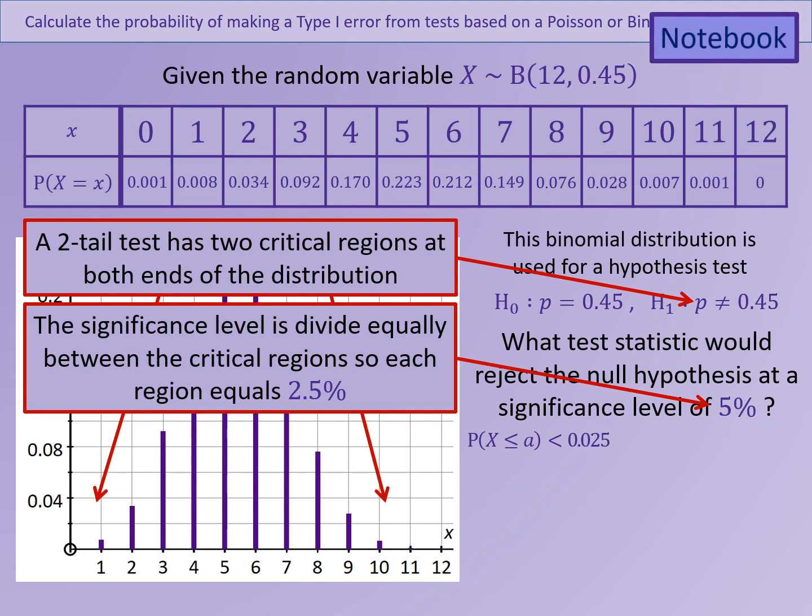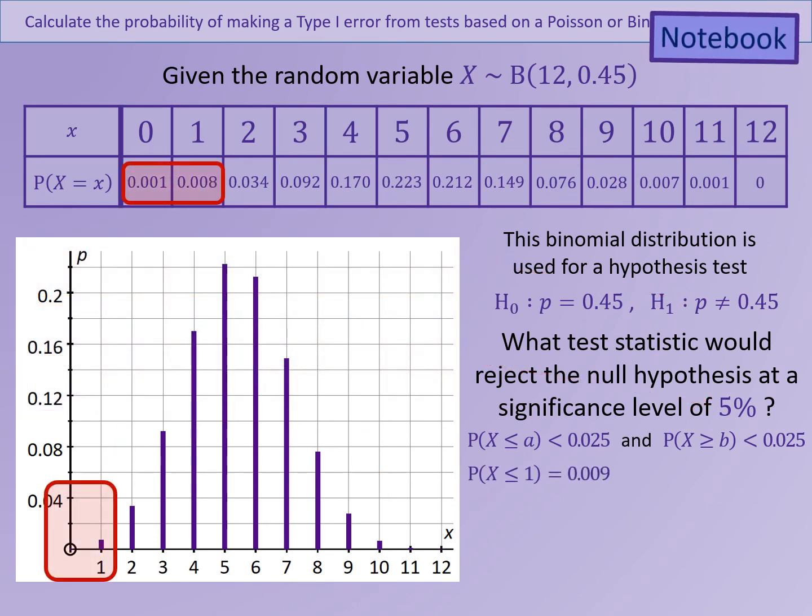So first of all, we would look at the lower end, add up the probabilities until we get to a number just below 0.025, which is 2.5%. And then we would look at the upper end of the distribution, and we will be looking again for probabilities that add to just below 2.5%. So on the lower end, we can see that x equals 0 and x equals 1. Together, the probabilities combine to 0.009. This is the smallest value for which we would stay below 2.5%.